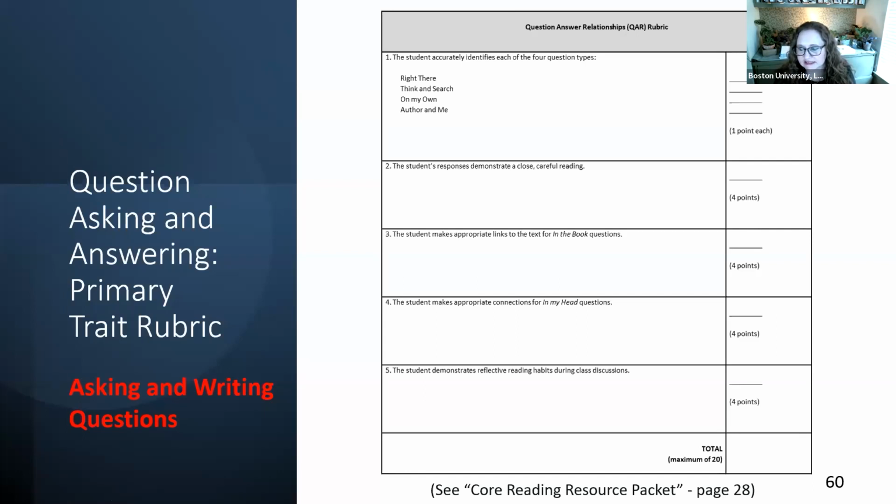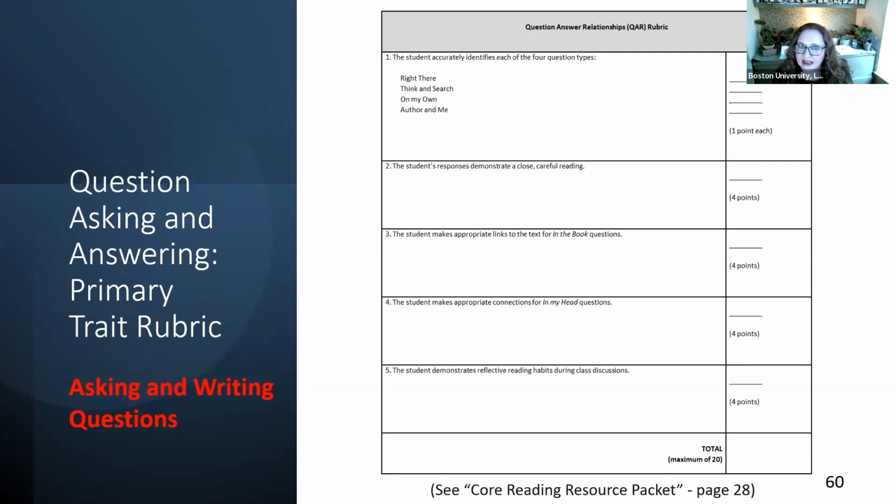So let me just review this. It's information sharing that I want you to know. So in this case, the student is accurately identifying each of the 4 question types. So it's almost like you can give a point if they are doing well with the right there questions. Remember that right there questions are literal. You want students to be able to answer questions about text when the answer can be found right there in the book.